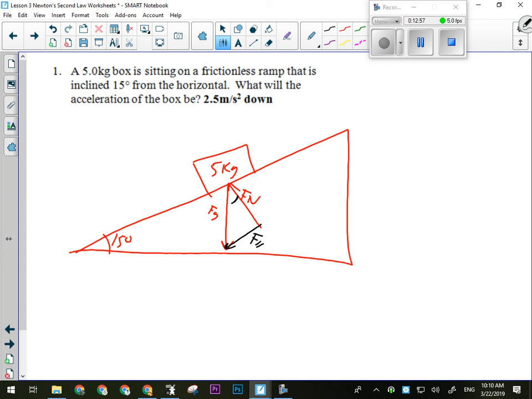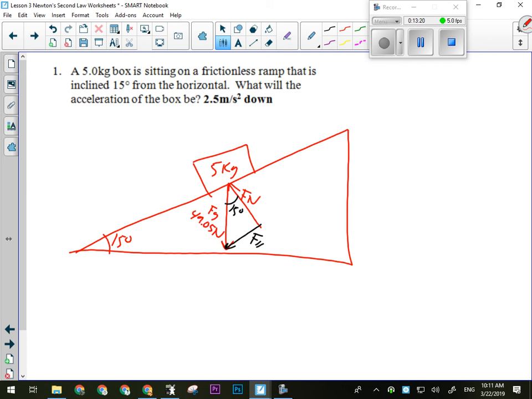What I have to remember is that when I create this triangle, normal force and gravity are offset. And they're offset because I'm on a ramp, a 15-degree ramp. So this angle is always the same as the angle of the ramp. So now that I know that, I can calculate the force of gravity. The force of gravity is going to be 5 times 9.81, so 49.05 newtons.